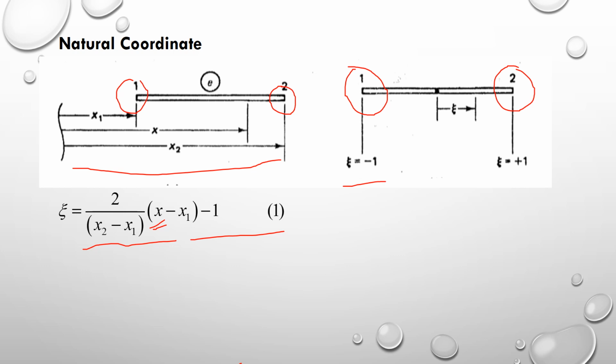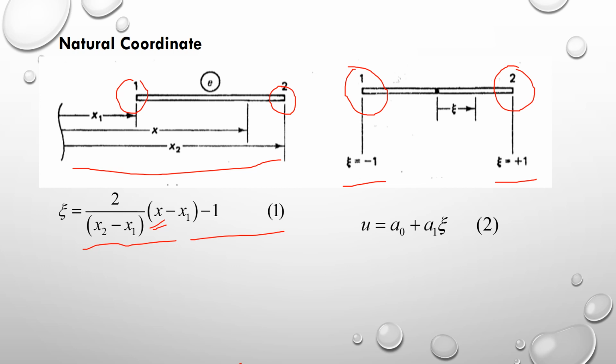Similarly x2. So x is equal to x2. What will happen? Here is x2 minus x1, and there is x2 minus x1. Both will cancel, numerator and denominator, and 2 minus 1 is 1. So at node 2, zeta is equal to +1. So this satisfies.